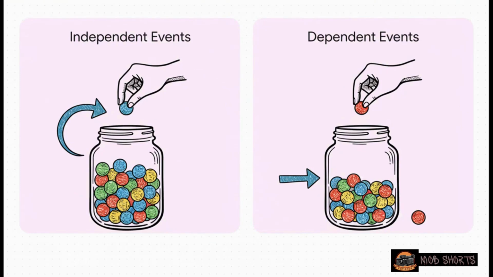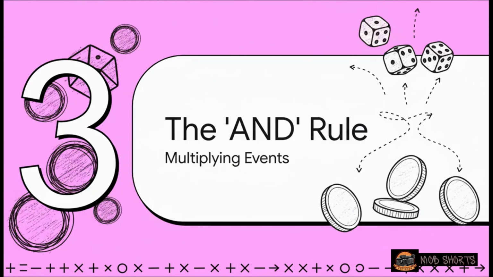So here's the bottom line. It all boils down to one simple question. Did the first event change the conditions for the second one? The key phrases you've got to remember are with replacement for independent events and without replacement for dependent ones. That distinction, well, it's everything. All right, now that we have these core concepts down, counting and dependency, let's learn the official language that mathematicians use. We're going to start with the AND rule, which, as you're about to see, should look really, really familiar.